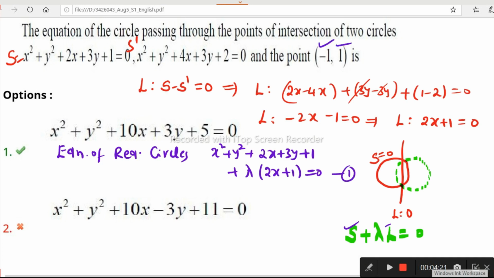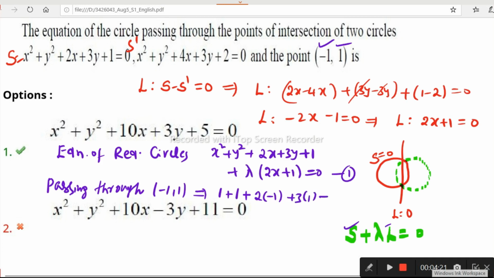Minus 1, 1 is given, I am using that. Passing through minus 1, 1. In place of x and y we can substitute minus 1 and 1. What happened here? x is minus 1, and minus 1 whole square is 1. y is 1, 1 square is also 1. Plus 2 into minus 1, plus 3 into 1, plus 1. Plus lambda times of x plus 1, that is 2 into minus 1 plus 1, is equal to 0.